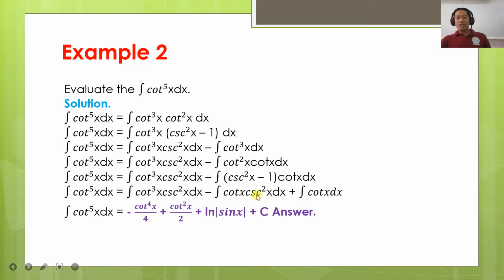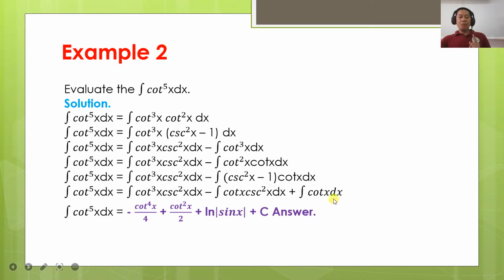Yung cotangent, ang derivative is negative cosecant squared x dx. So meaning, so we have a neutralizing factor of -1. Just add 1 to the exponent. So from cotangent x, so magiging cotangent squared x over 2 and change the sign. And yun naman cotangent po, if you remember, meron na po yung integral under logarithms. And that is natural logarithm of sin x plus c.